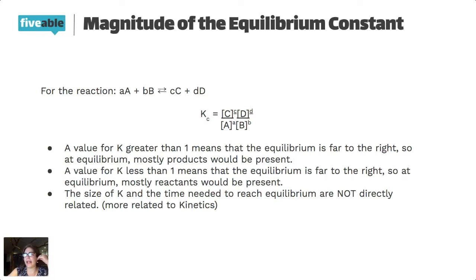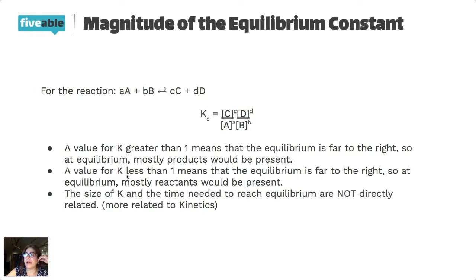A value for K greater than 1 means that the equilibrium is far to the right. What does that mean? It means that the numerator is greater than the denominator. So at equilibrium, you will have more products than reactants, right? Now, something to consider here is that even though we will have mostly products, we will always still have a bit of reactants, because at equilibrium, all the species, reactants and products, will be present. That's what equilibrium means, the double arrow.